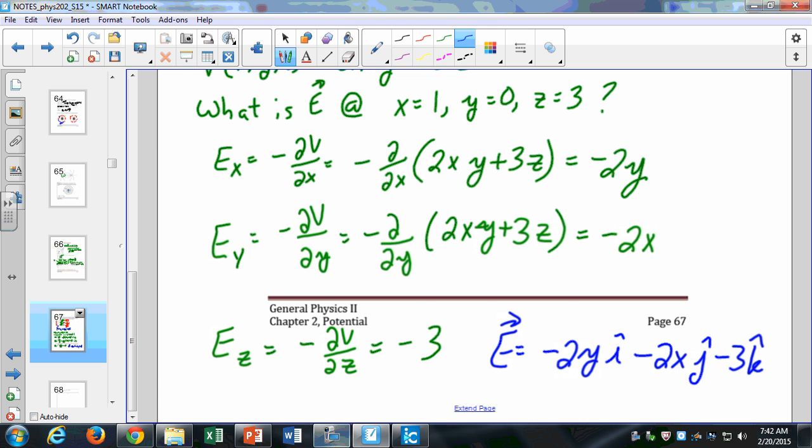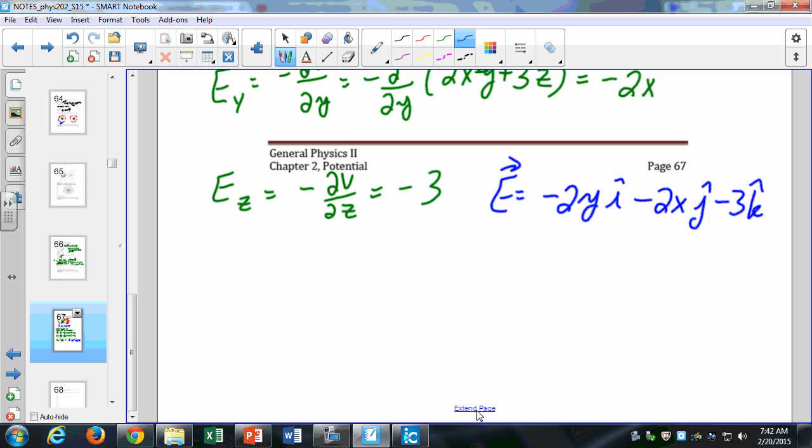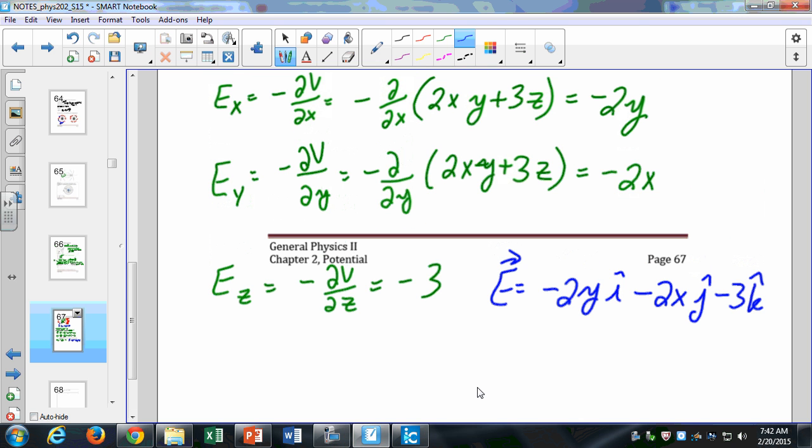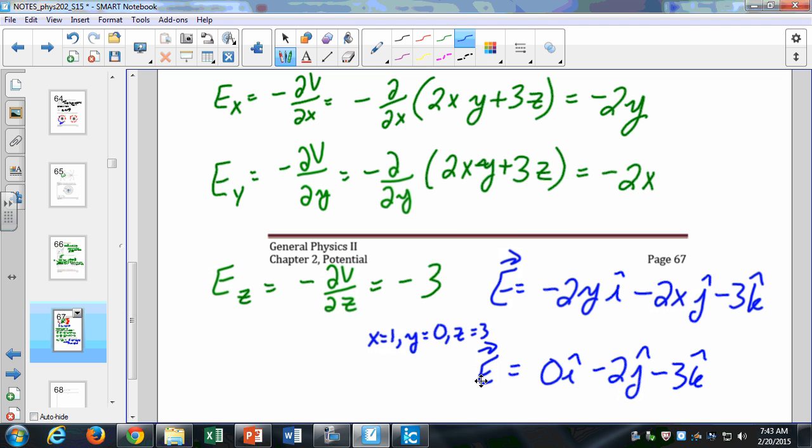Alright, so if I want to know the electric field at a particular point, x equals 1, y equals 0, z equals 3, I let x equal 1, y equals 0, z equals 3, and then I find that the electric field is 0i minus 2j minus 3k. Just plugging in those values where they are in the function for the electric field.